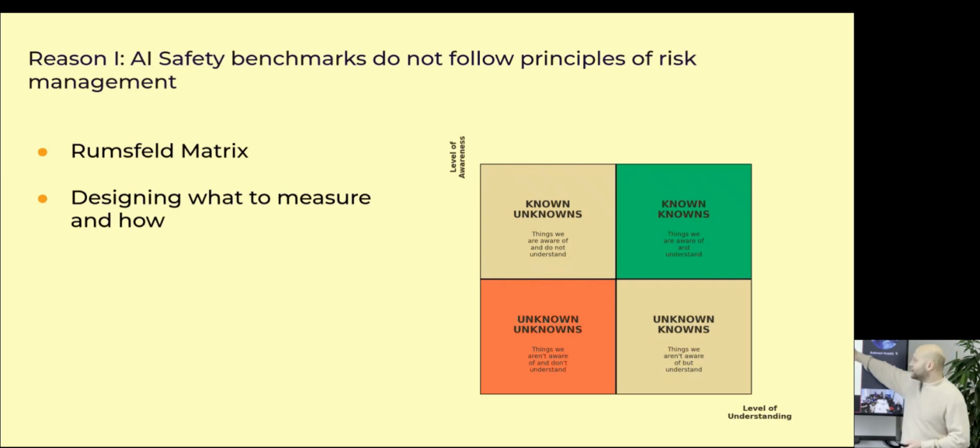But there are other cases too. There are known unknowns. There are things we are aware of, but we don't understand them. Can you give an example? It could be anything. The human brain, okay? We know that we think, we don't know how we think. But we also have unknown knowns, things we aren't aware of but we understand, okay?